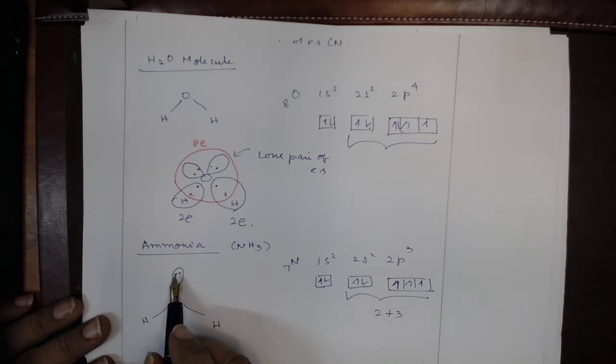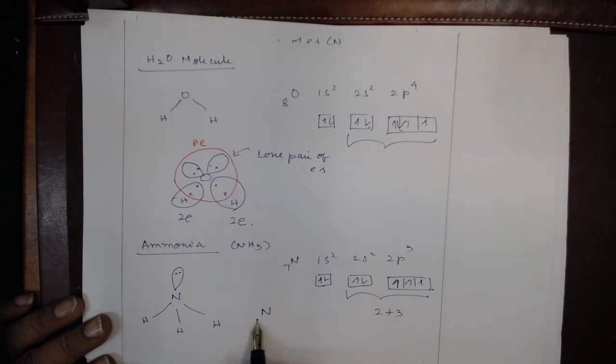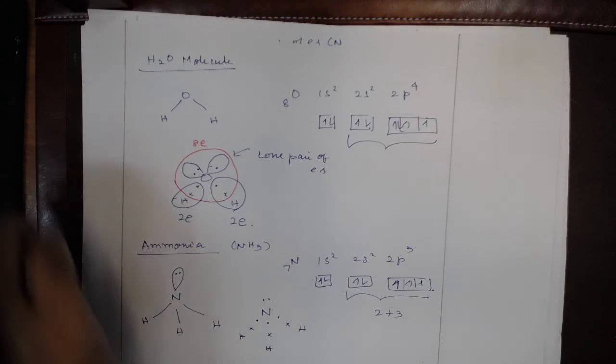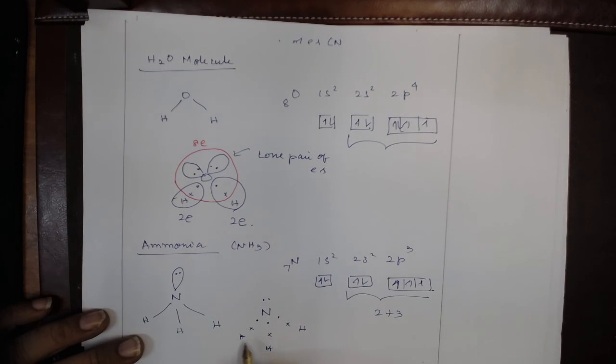So here 2, so a lone pair is assigned here. So remaining 3 can combine with the hydrogen. So we can draw like this: nitrogen 1, 2, 3, and you have one lone pair of electron. So here you have hydrogen, hydrogen, hydrogen. So they have paired like this. Now you can draw NH bond, NH bond, NH bond.